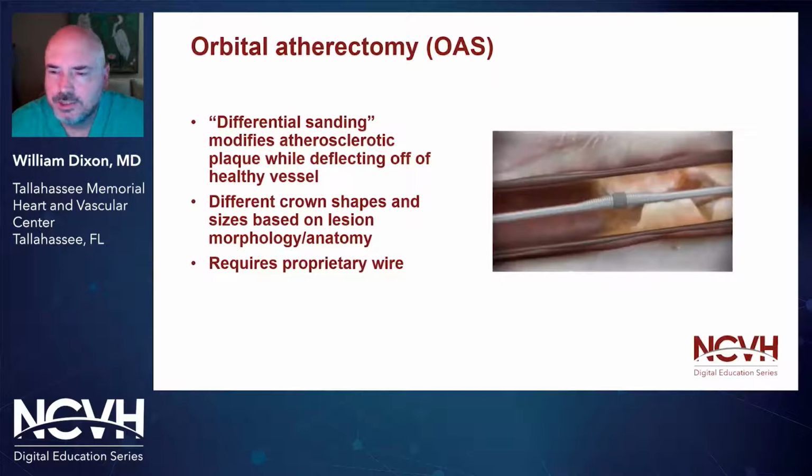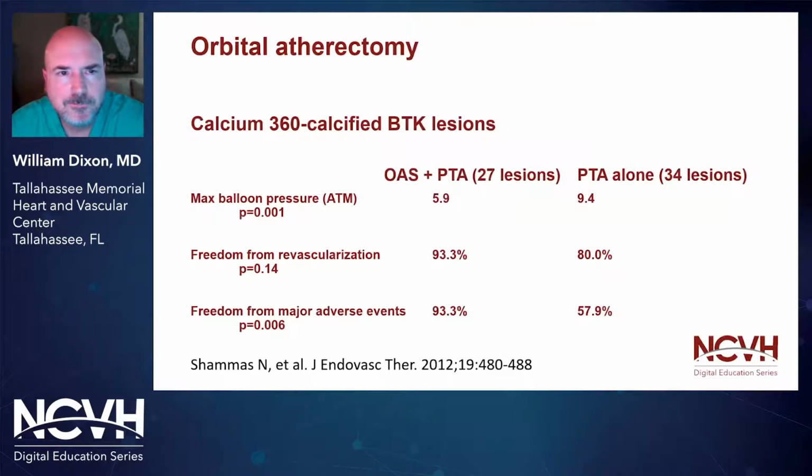It does come in different shapes and sizes of crowns, depending on what type of lesion you're treating. They have smaller ones, larger ones. They have a proprietary wire, so you can't just put this over any wire. You have to use the wire that comes with the device. And so this is a nice option below the knee and in tibial vessels.